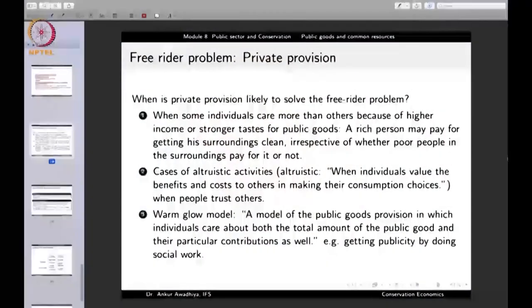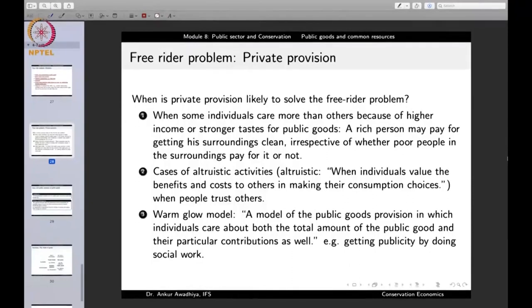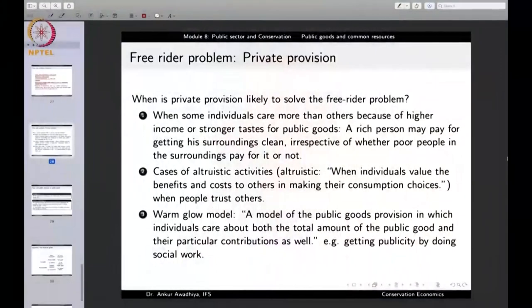This is one case. Another is the case of altruistic activities, when individuals value the benefits and cost to others in making their consumption choices. Example is when people trust others. So if there is a person who trusts everyone, or if there is a society where everybody trusts everybody, then in that case the free rider problem will not be there. Because of the trust, because of an ingrained social value, the free rider problem will get solved by itself.